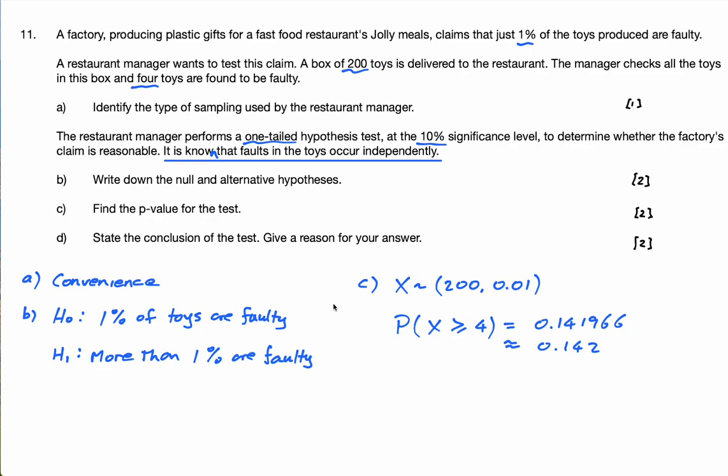Okay, finally, part D. What's the conclusion of the test? Well, it was a test at the 10% significance level, and we have 0.142, which is 14.2%. This percentage is bigger than 10%. Therefore, what does that mean? Well, that means that actually it's not that unreasonable that you would have 4 toys faulty.